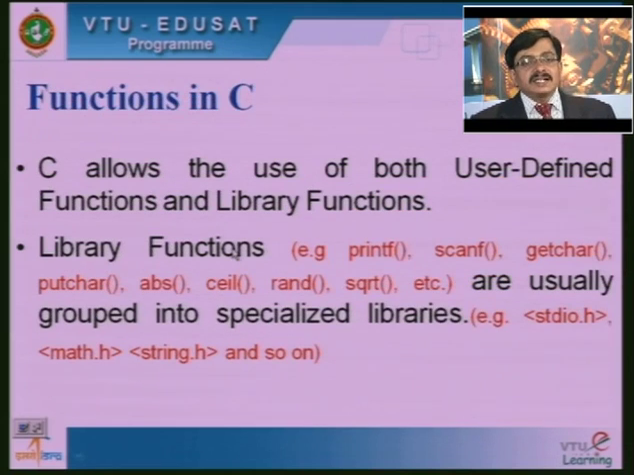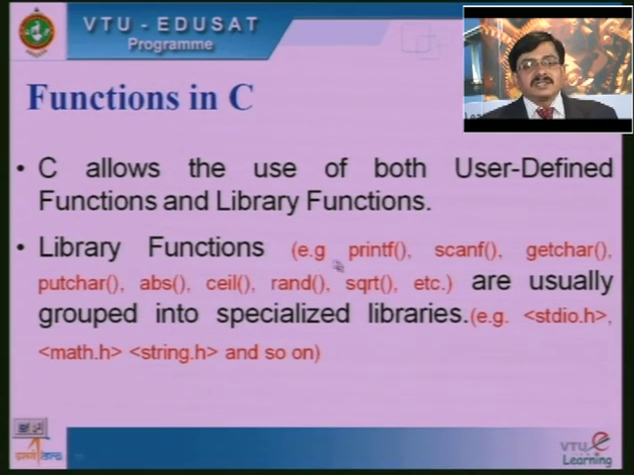Now, how exactly are functions supported in C? C allows the use of both user defined functions and library functions. C supports two types of functions basically, the user defined functions and the library functions. In some contexts we call the library functions internal functions, whereas user defined functions are external functions. User defined means defined by the programmer, and library means it is already available in the library, and we have already used some of the library functions in the previous programs.